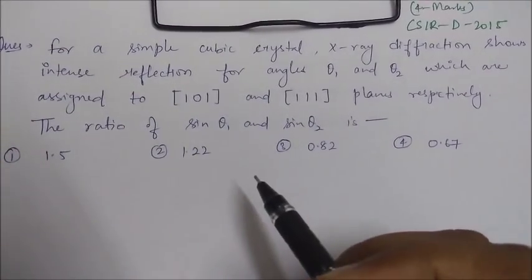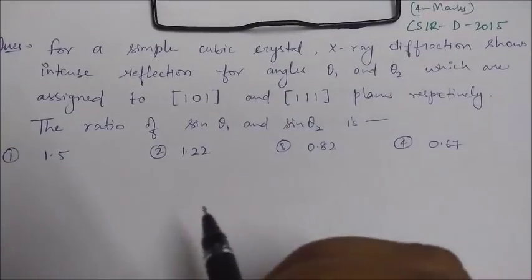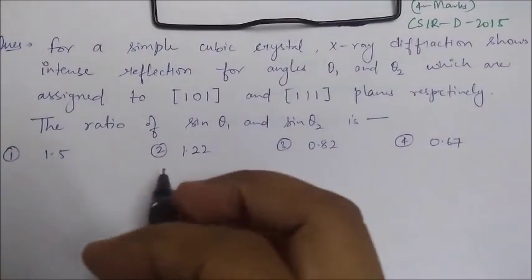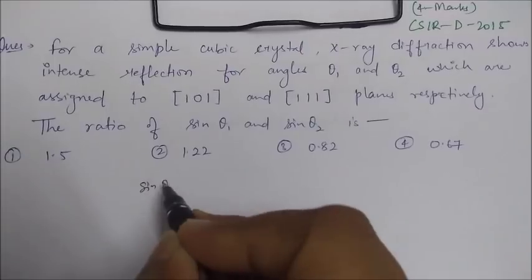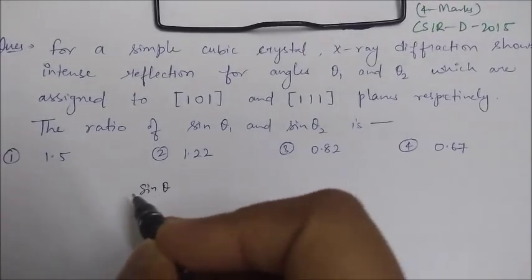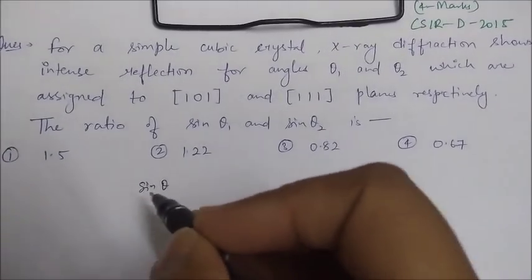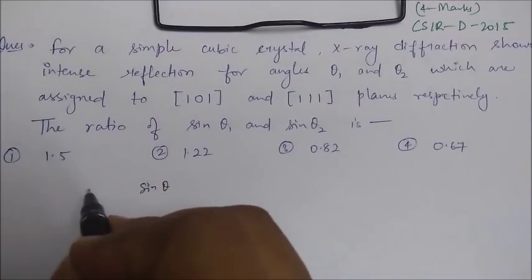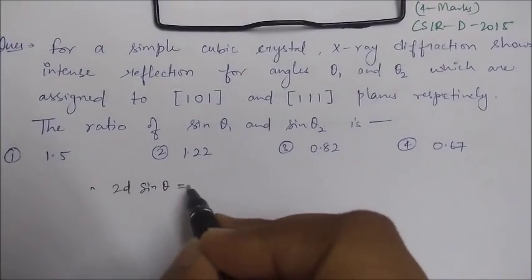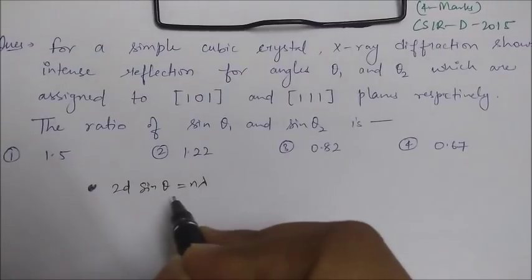Now see, this question was also very simple. It was based on Bragg's equation. They are asking about sin θ1 and sin θ2. So where will you get sin θ? We already discussed at the start that we have 2d sin θ equals nλ. So this was the formula.